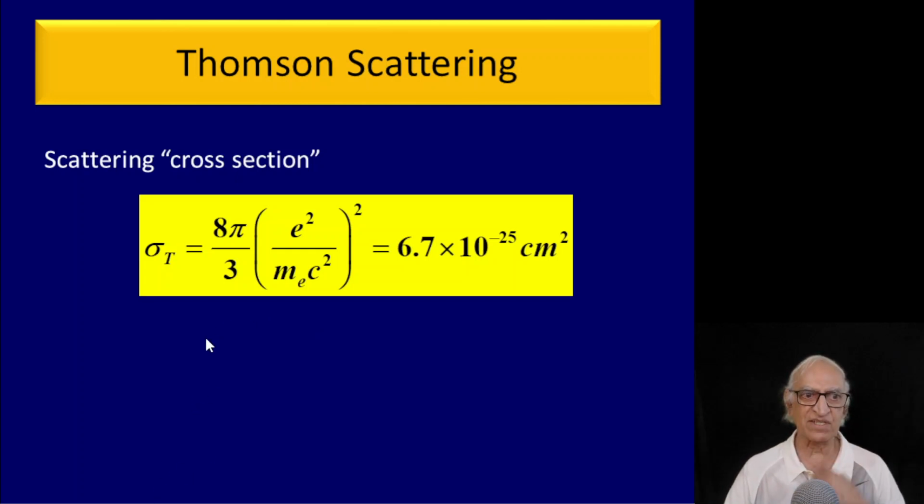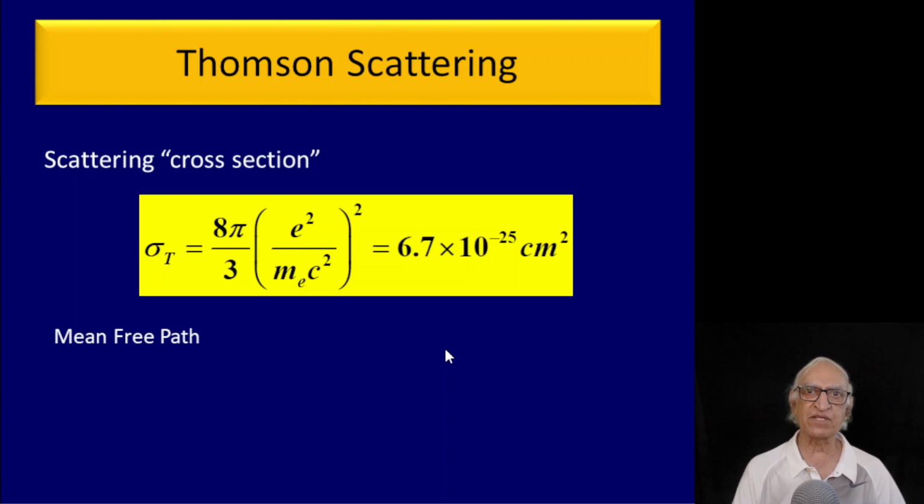So what Thomson said was the scattering cross-section of an electron is the square of the classical electron radius, and its numerical value is 6.7 times 10 to the power minus 25 square centimeters. Please put in these constants and verify this value.